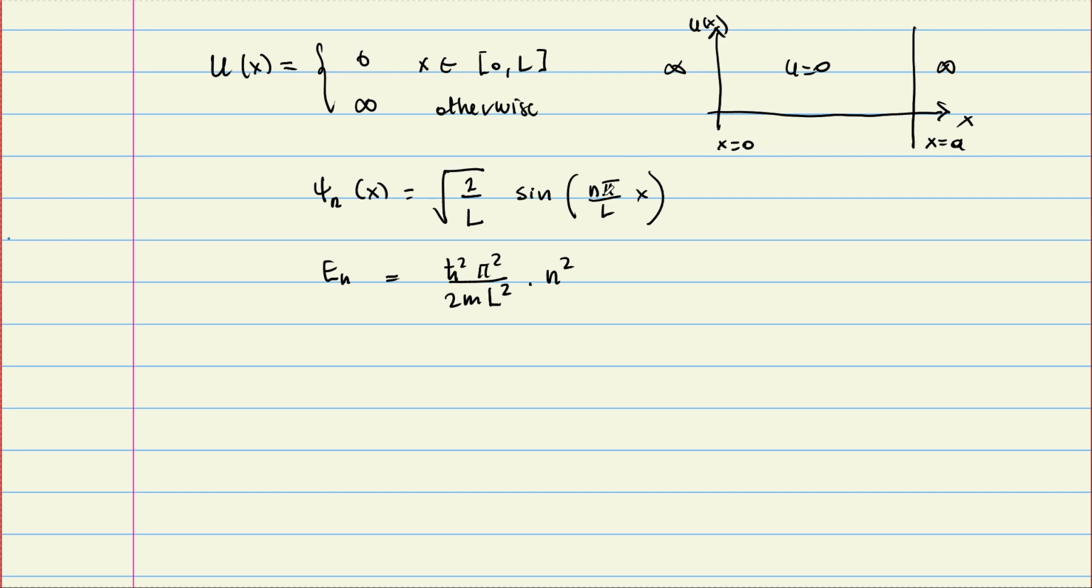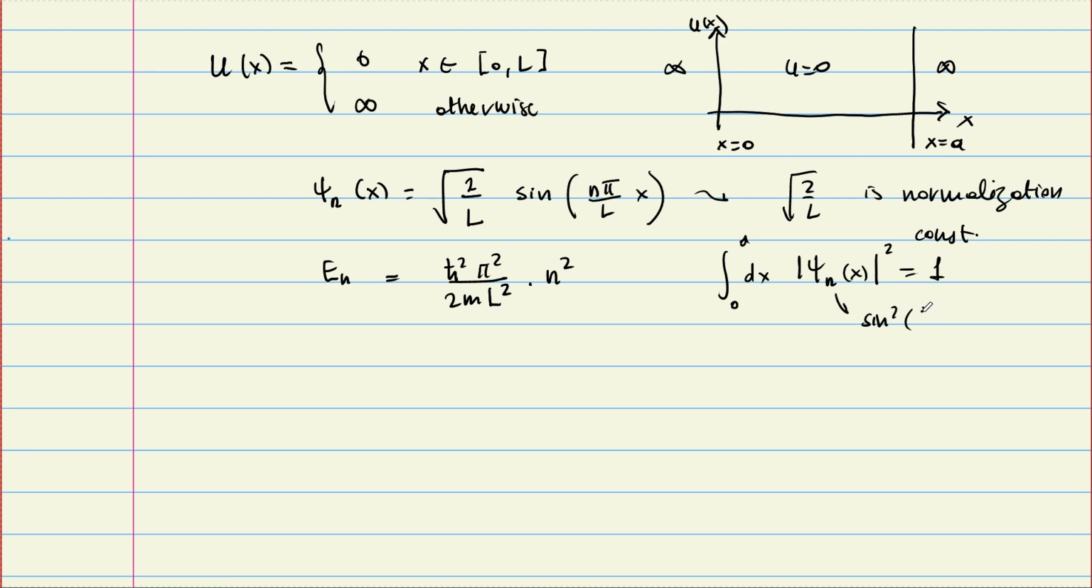So this 2 over L is the normalization constant, which comes from the integral of psi squared dx. If you integrate from minus infinity to plus infinity, there is nothing outside the box, so you can actually integrate from 0 to a. And the integral of psi n of x squared is 1. And since these are sine squared kx, this integral can be taken. So that's the normalization.